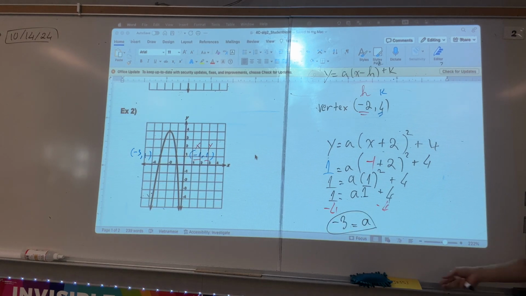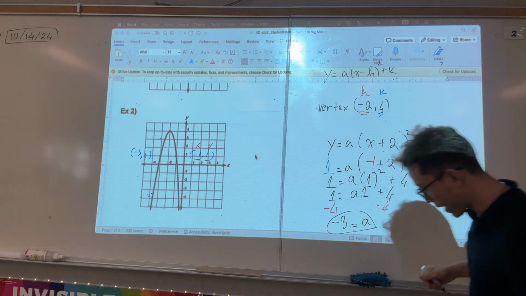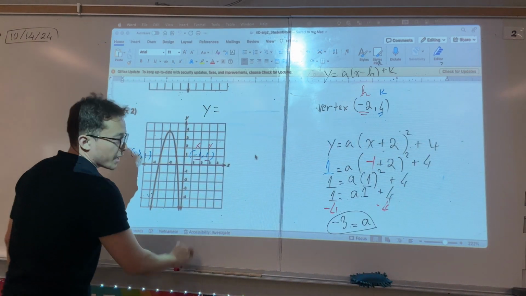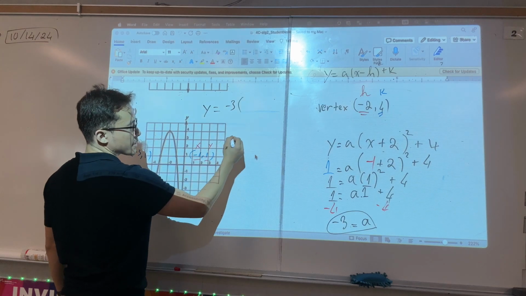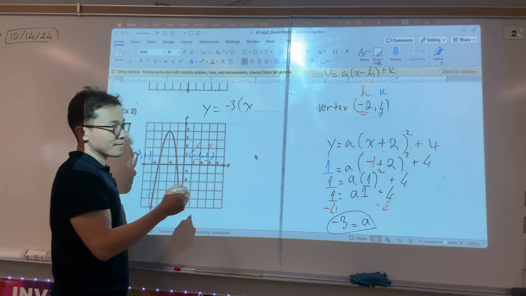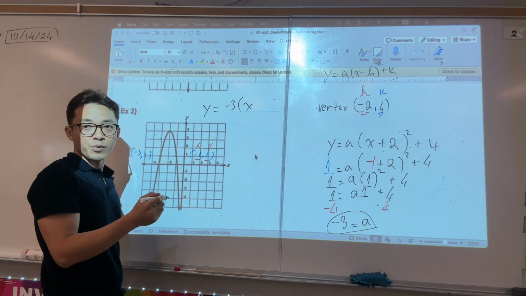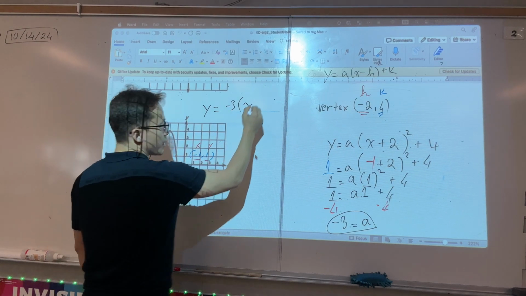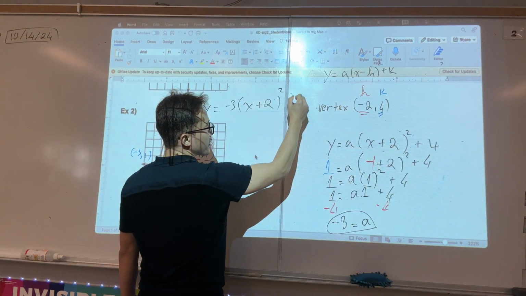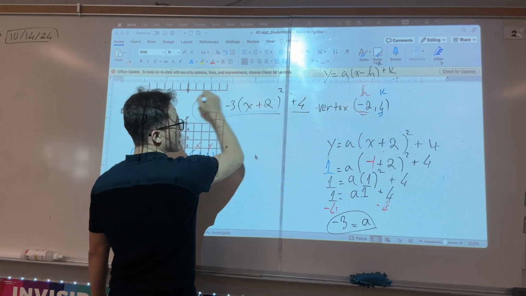Alright? Then you just see 1 point. Do you stop right there? No. You need to get the final answer. What is the final answer? Y equal to -3 parenthesis x, plus 2. Plus or minus? Plus 2. You can just plug it right here. Plus 2 squared and then plus 4. Oh, you got it. You all got this.